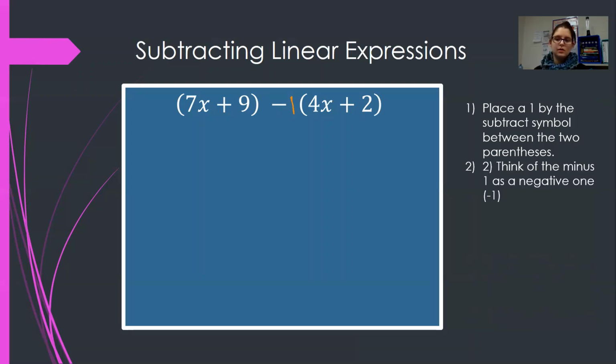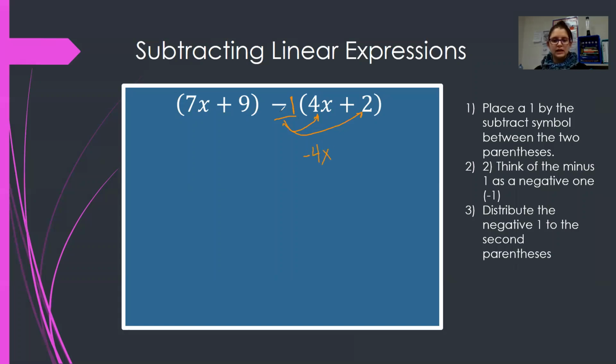Then we need to think of the minus 1 as really a negative 1 so that we can distribute it to each thing in the second set of parentheses. So negative 1 times 4x is negative 4x, and negative 1 times 2 is negative 2. And then we're going to use our same adding like terms. You can line them up side by side or use the stacking method, which I do prefer. So 7x minus 4x is 3x, and 9 minus 2 is 7.